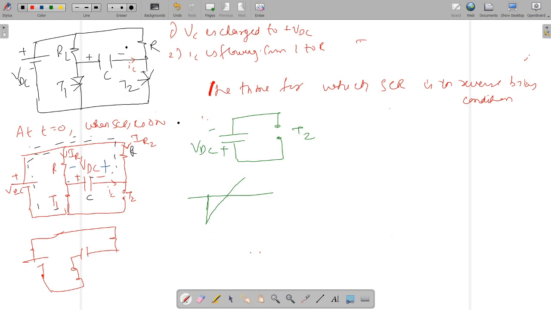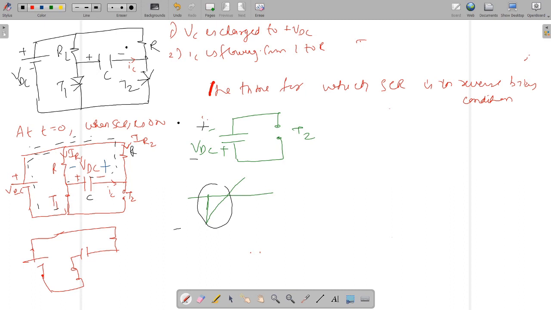Now your upper one will be moving towards a positive value, and your lower one will be moving towards a negative value. You can see when this voltage has crossed the zero value, it goes into the forward bias condition. So only this much part is important. What is this part?